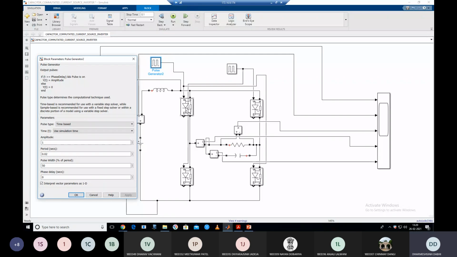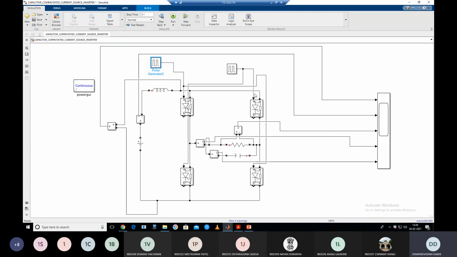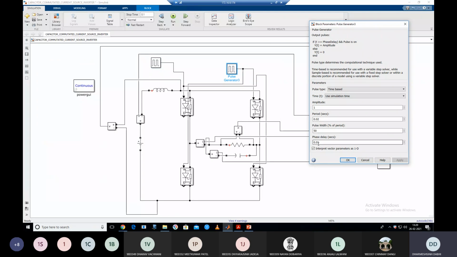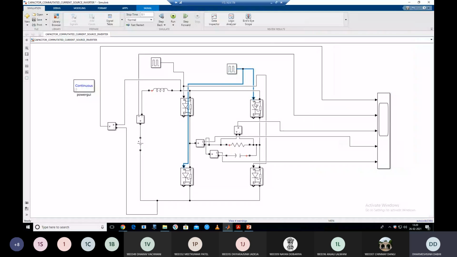These two thyristors, T1 and T2, are fired. And then T3 and T4 are fired for the next half period. That's why I provide the phase delay of 10 millisecond. Clear? The same gate pulse output is applied to both T3 and T4, and this pulse generator output is applied to T1 and T2. Clear?